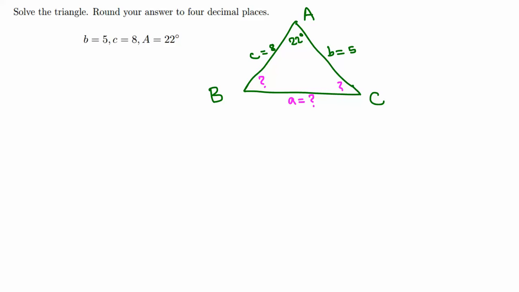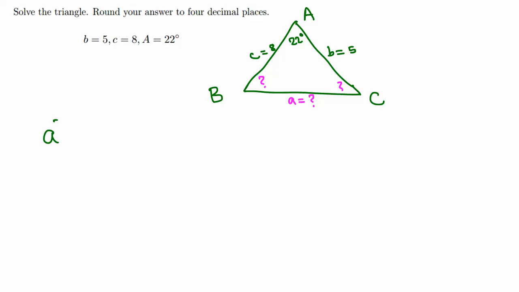We are given only one angle, that's A, and the opposite side is unknown. So we cannot use the law of sines, sine A over a equals sine B over b equals sine C over c. We can't use those because only one angle is given and its opposite side is not given. So we need to go for the law of cosines. Angle A is given, so we use the following.